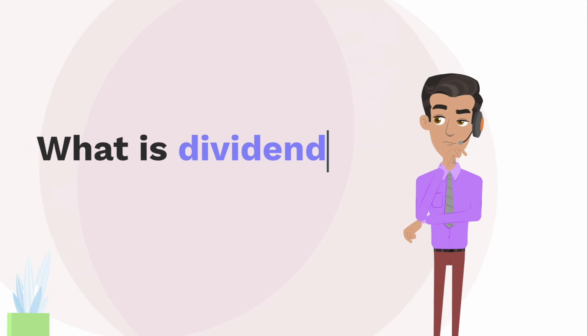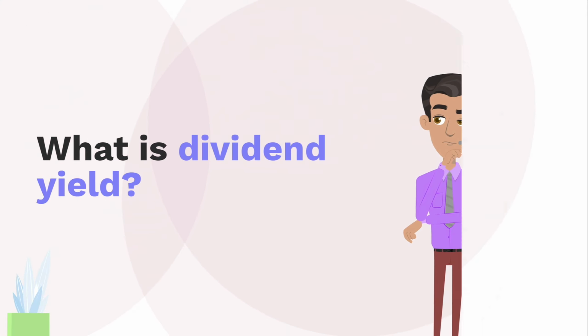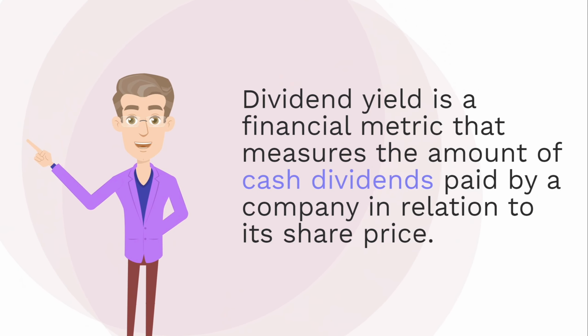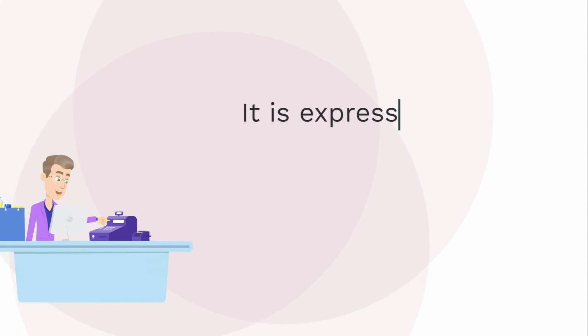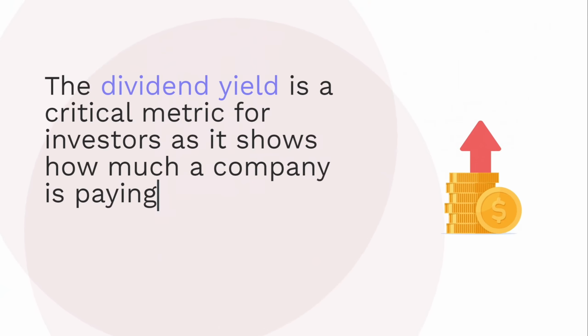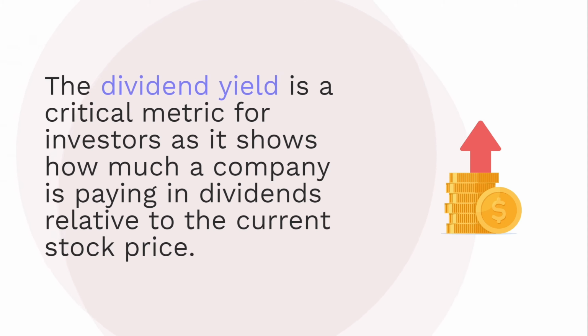What is dividend yield? Dividend yield is a financial metric that measures the amount of cash dividends paid by a company in relation to its share price. It is expressed as a percentage and is calculated by dividing the annual dividend per share by the stock price. The dividend yield is a critical metric for investors as it shows how much a company is paying in dividends relative to the current stock price.